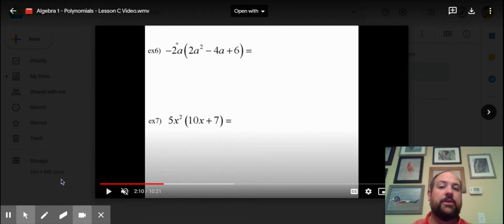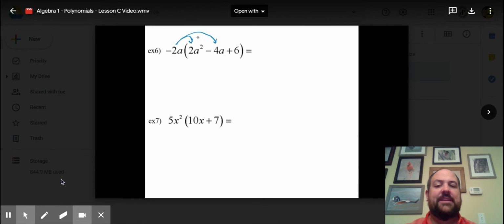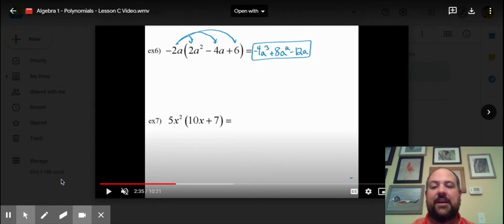So not only am I going to change the coefficients the way I did in the previous example, but I'm also going to be adding 1 to each of the variables for their exponents. So that means when I take the negative 2a and distribute it, my first term should still have a coefficient of negative 4, but now it's going to be a cubed, or a to the third. Then we'll get plus 8a to the second, or 8a squared, and then we'll get minus 12a. Again, no like terms because they're all different exponents. I cannot combine those variables together.